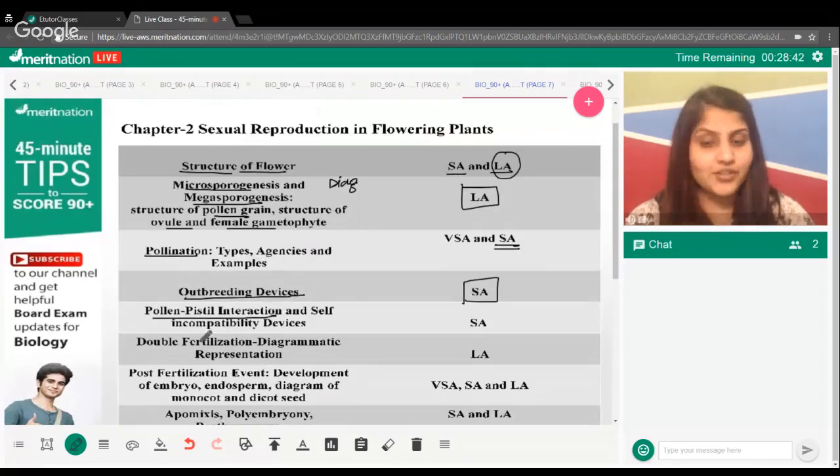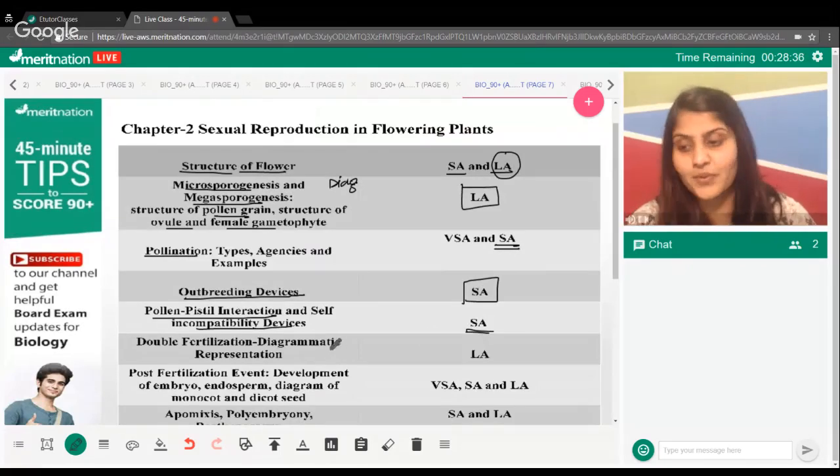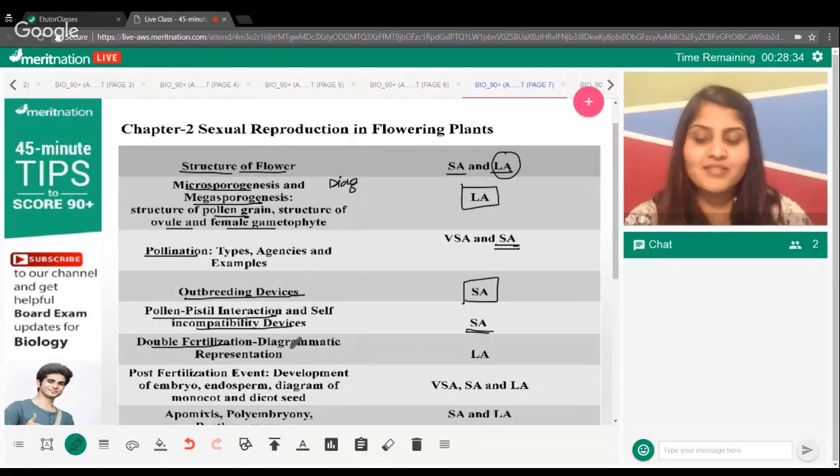Pollen-pistil interaction and the incompatibility devices. You are very likely to get a short answer type of question from here. Double fertilization, the diagrammatic representation of the same. Prepare a long answer from this particular portion.